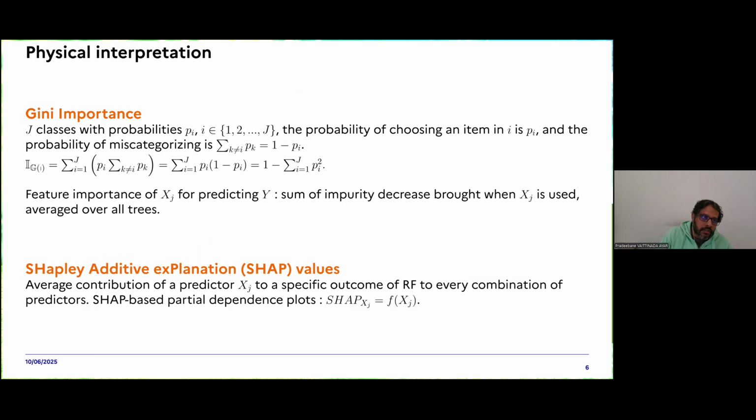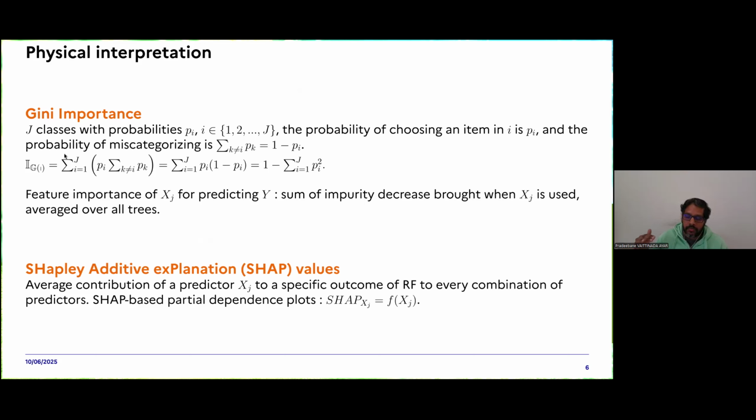I also used two metrics to give some physical interpretation of what I get from the random forest. The first is the Gini importance. If you consider J classes, the probability of choosing an item Y is pi, the probability associated within each class. And the probability of miscategorization is the sum of pk, which is 1 minus the sum of pi squared, sorry.